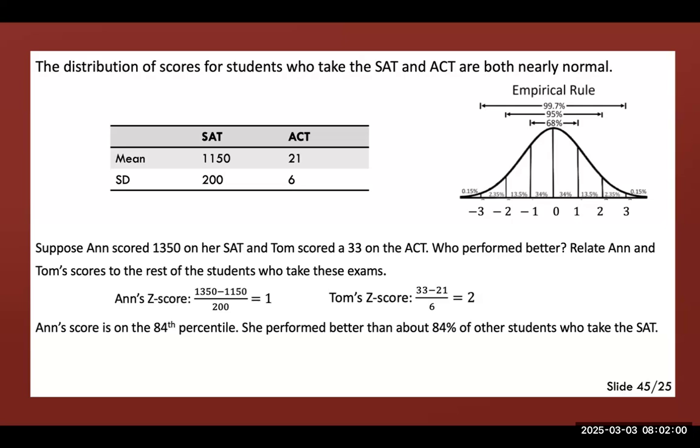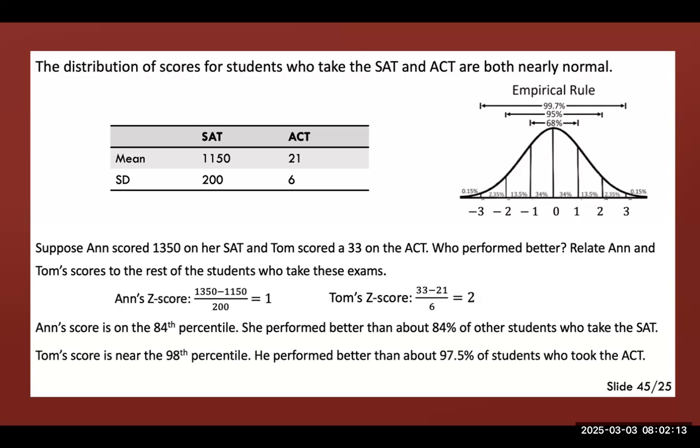While Tom, his Z-score is 2. And so he actually did better. So if we add 13.5 to 84, we get 97.5, or 98%, or about the 98th percentile. He performed better than about 97.5% of students who took the ACT.